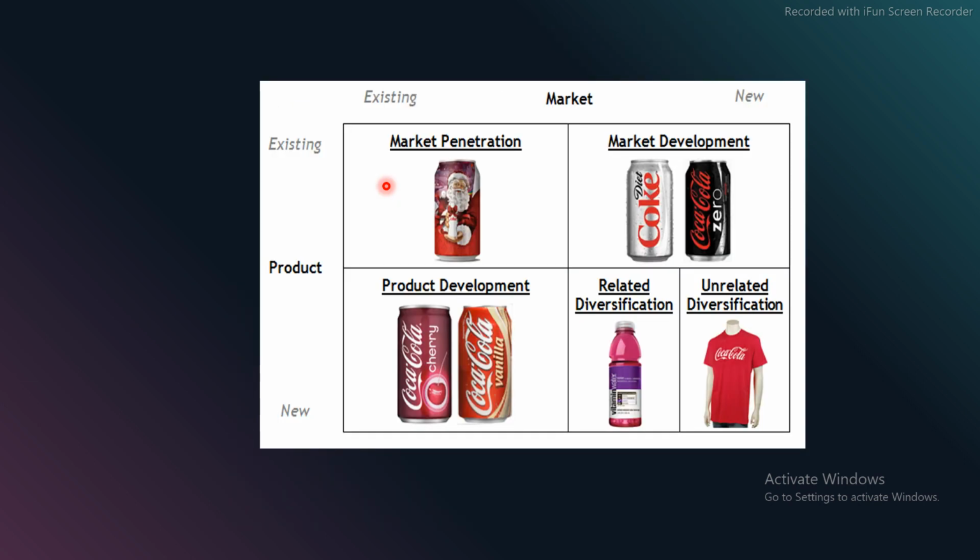If you see this visual, you can relate, for example, market development. Now they have a Coke, and they have launched this zero sugar Coke. Diversification means unrelated diversification, for example, a juice company selling t-shirts. So these are the ends of the matrix, and you can also relate them with the previous visuals.